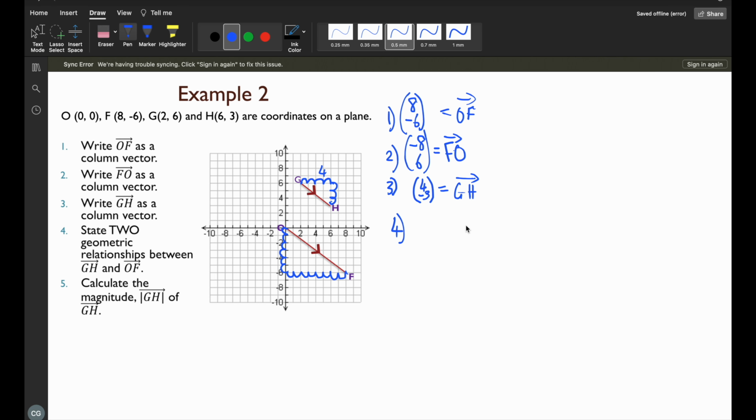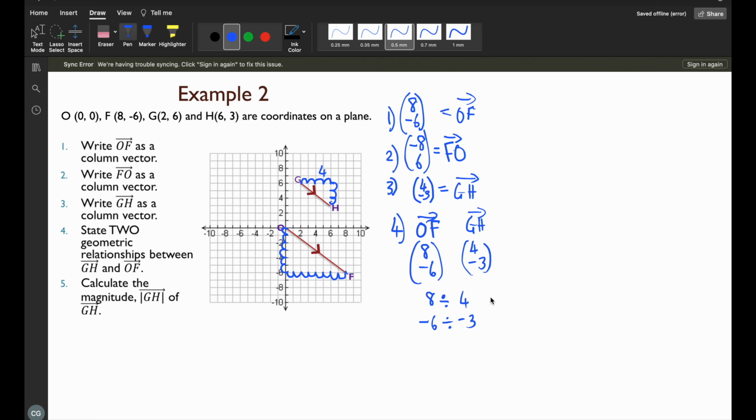Now number 4, we need to compare these two. So what I always like to do is put the one that has the larger numbers in terms of just size first. I don't care about the negative or positive, I just care about the magnitude. So OF, I like to put these ones first when it comes to dividing. So 8, negative 6. And then I have GH, which is 4, negative 3. Now I'm comparing these two. So I'll say 8 divided by 4 and then negative 6 divided by negative 3. You could do it the other way around too. It still works either way.